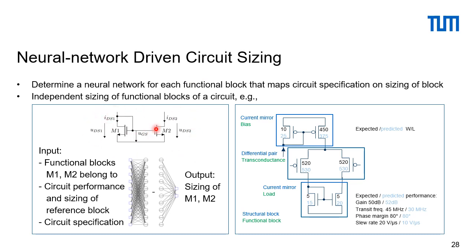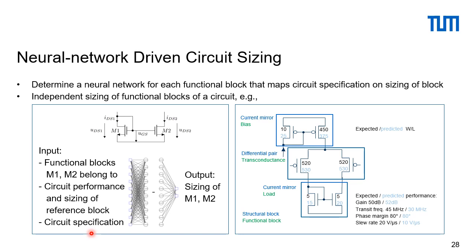So for instance, here we have a current mirror. The output of that neural network is the sizing, right? The sizing of M1, M2, the width and length of M1 and M2. The input of that neural network is which functional and structural blocks this thing belongs to. And then for each of these structures, we have a reference block just to make it easier. So what is the circuit performance and the sizing of this reference block? And the input is the circuit specification.